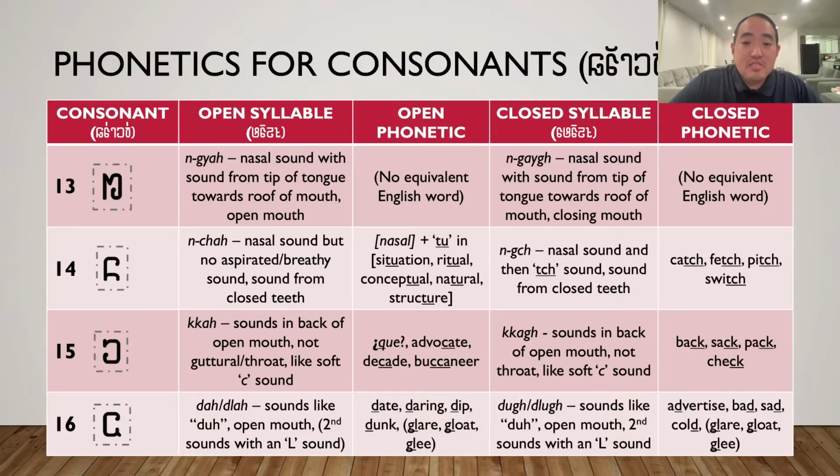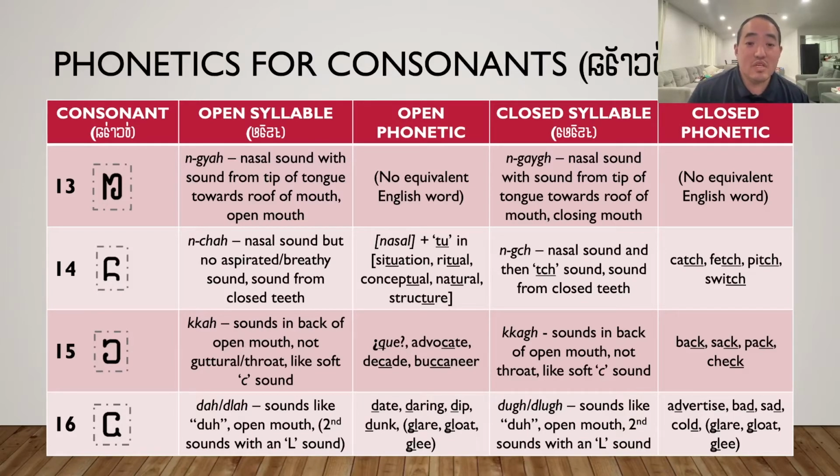Now, for the closed syllable, it will be njaj. So this is a nasal sound along with the TCH sound from closed teeth. So you'll hear this in the word catch, fetch, pitch, switch, but it'll be with a nasal sound, nch. And that's how you'll pronounce the phonetic sound for nja, njaj. So let's move on to the next consonant.